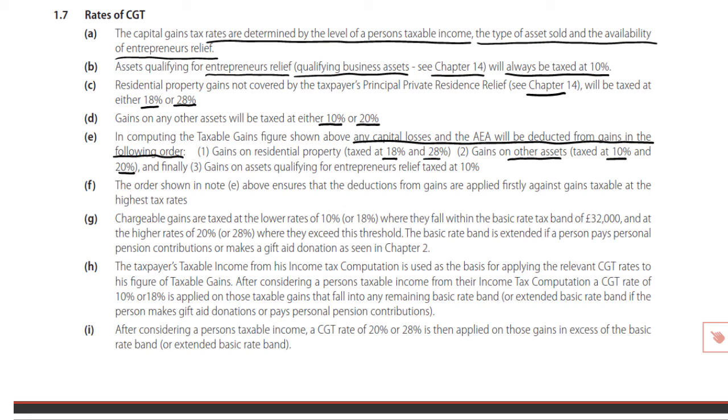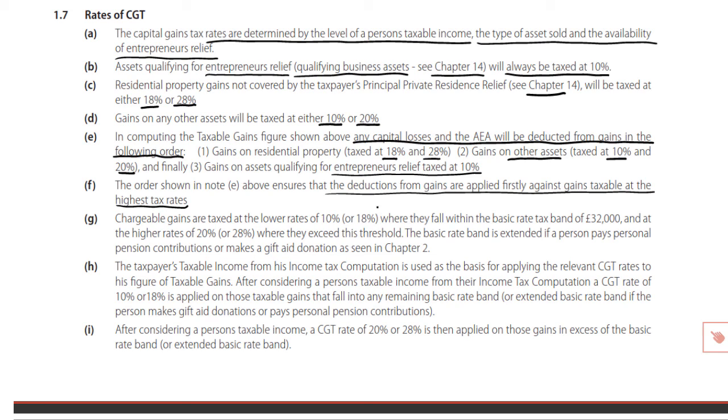So you would far rather reduce a gain that would be taxed at 18% than one taxed at 10%, one taxed at 28% rather than one taxed at 20%. And we are able to apply those deductions in the manner that we see fit. It will therefore be in this order. After that, if you've taken out anything that's taxed at a rate above 10%, well, gains on assets qualifying for entrepreneurs relief will always be taxed at 10%. That's the lowest of the possible rates that you can ever see, and that therefore means it's the last of the gains that will enjoy any such deductions. That, as we said, ensures that the deductions from gains are applied first against gains taxable at the highest tax rates.